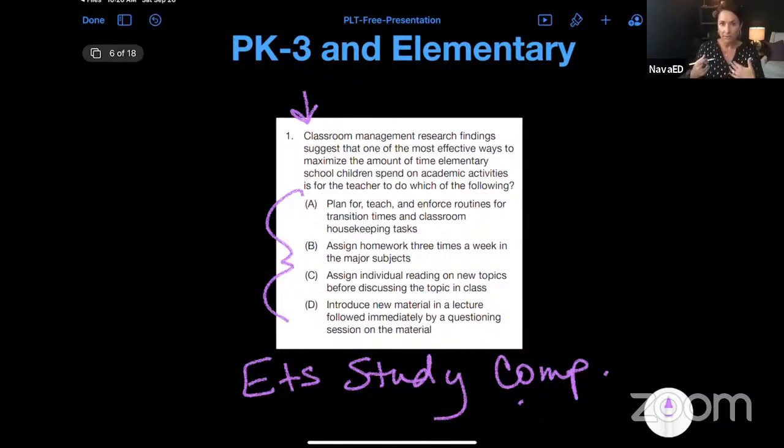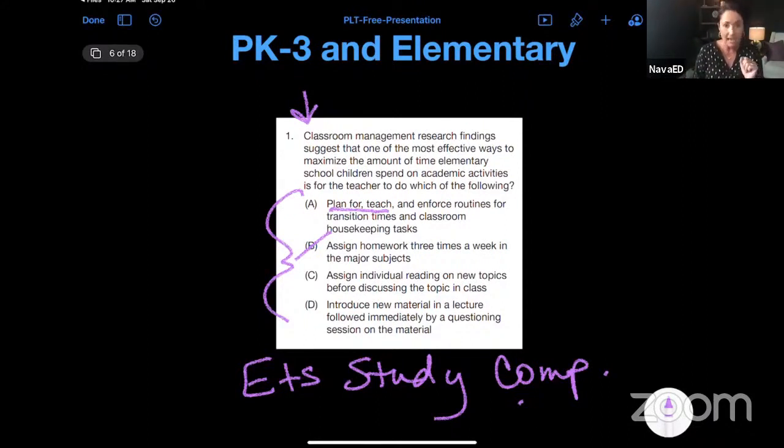Now, if I were doing this question, I am the person who analyzes test questions all the time. So I'm going to go straight to the answer choices, and I'm immediately going to eliminate B because extra homework is not going to be my answer. I have A, plan for, teach, and enforce routines, transition times, and housekeeping. I like this plan for because those are the routines and the procedures. So I'm going to keep that.